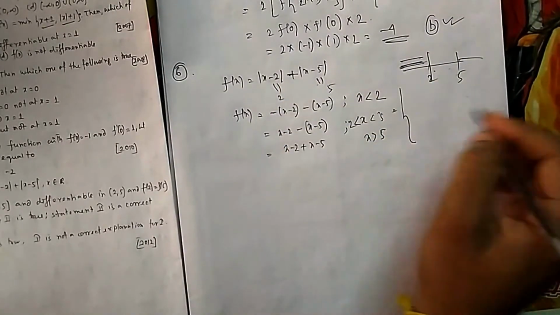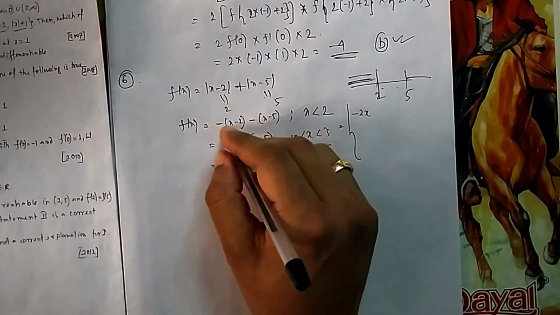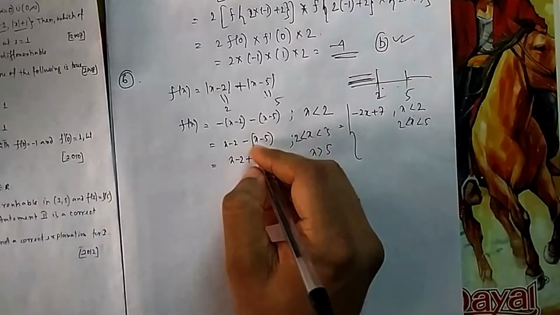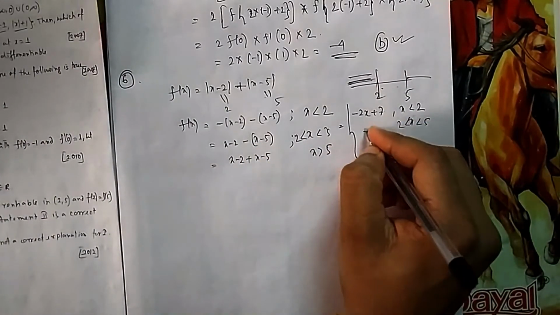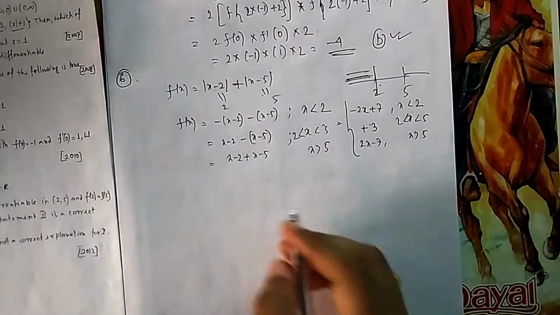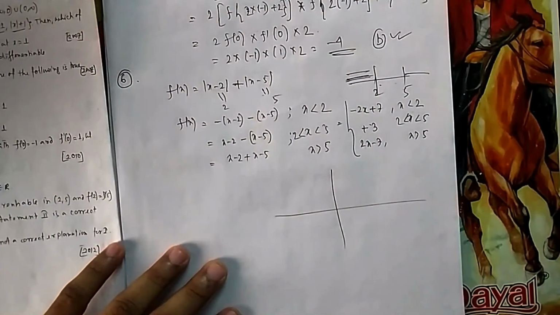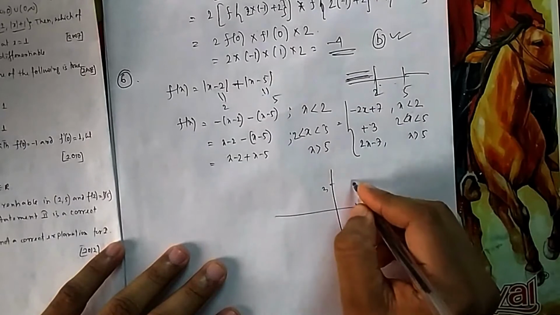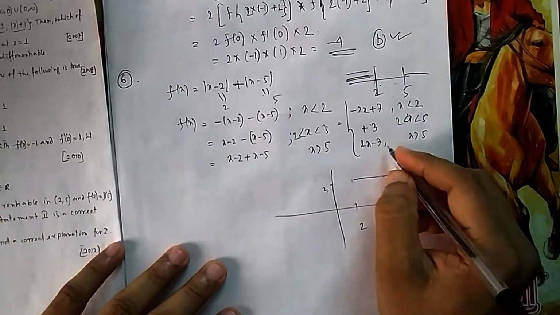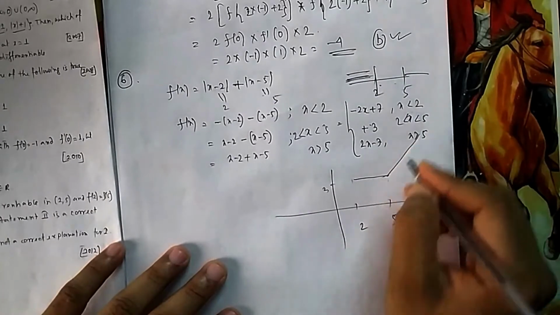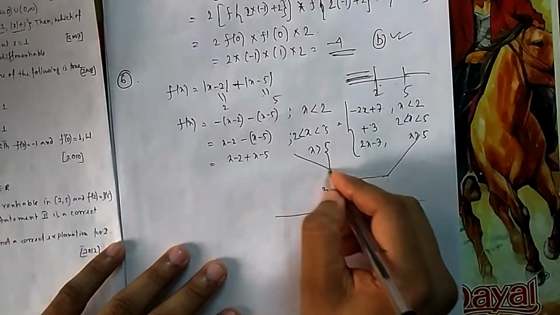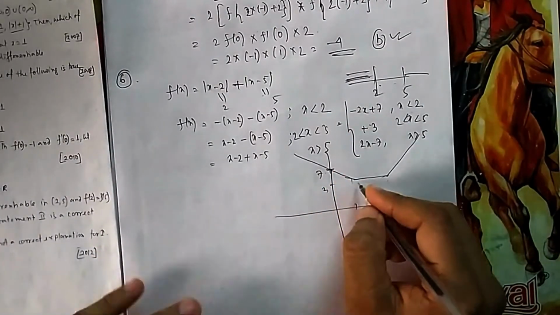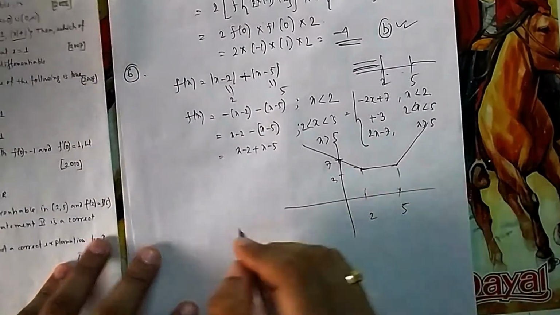So finally, if you write it, your f(x) will be equal to -2x plus 7 for x less than 2. For x between 2 and 5, x is cancelled, and it is plus 3. So this is your final function. If you draw the function now, this is at 2, this is at 5. Between 2 and 5, it is plus 3, a constant level. After 5, it is 2x minus 7. 2x means increasing slope, and -2x means decreasing slope. And this intercept is 7 obviously, because it is y equals mx plus c. So that is not of my concern. So this is the graph.